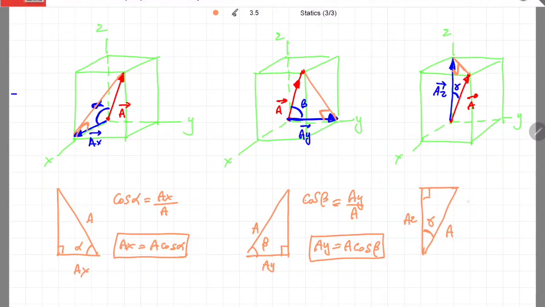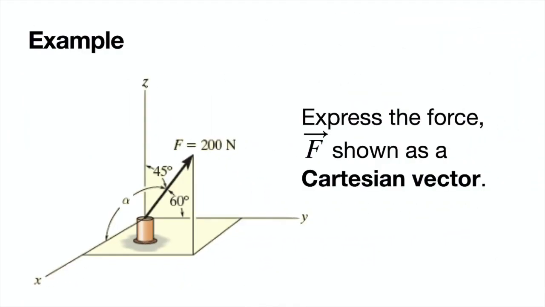So again, you can use the cos relationship. Cos gamma is equivalent to AZ divided by the magnitude of A. And if we rearrange the equation, we can calculate the magnitude of AZ using the relationship A cos gamma. Now, let us look at this example.